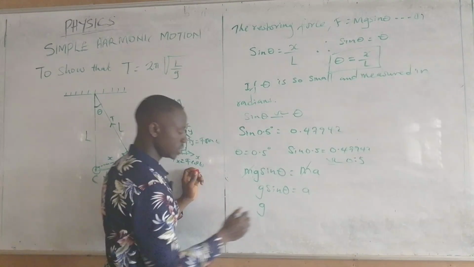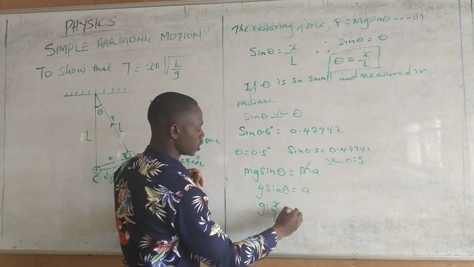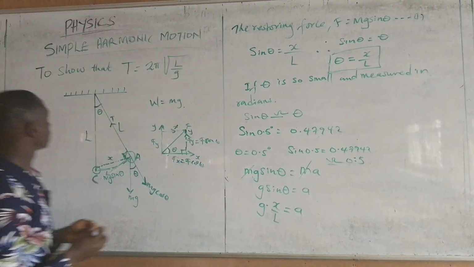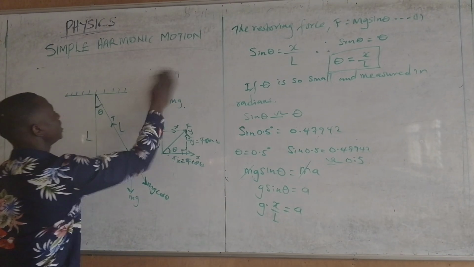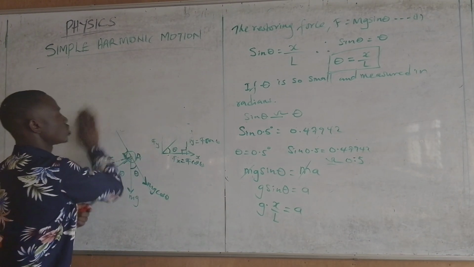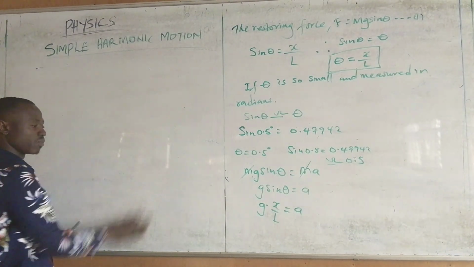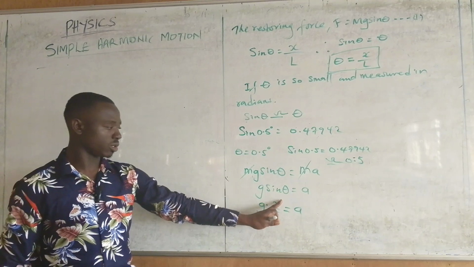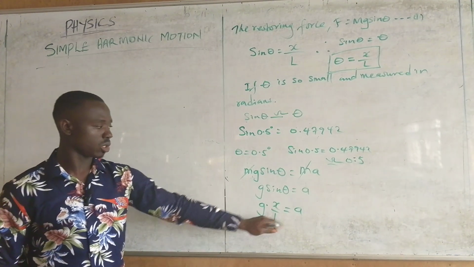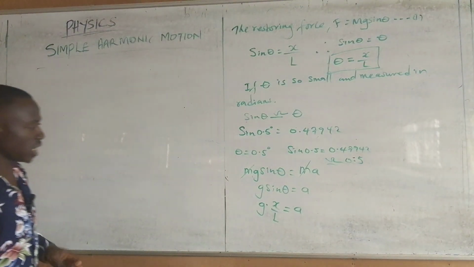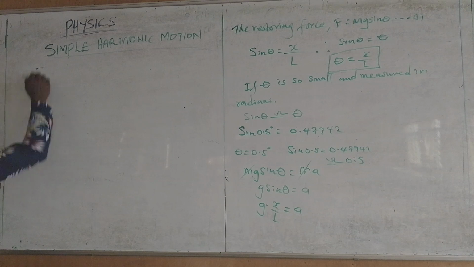And what is theta itself? Theta is what? X over what? Over L. Equals to what? Equals to A. G times X over L is equal to A, where G is the acceleration due to gravity, X is the displacement from the equilibrium position, L is the length of the rope that is being used, while A is the acceleration which is towards the center of oscillation.